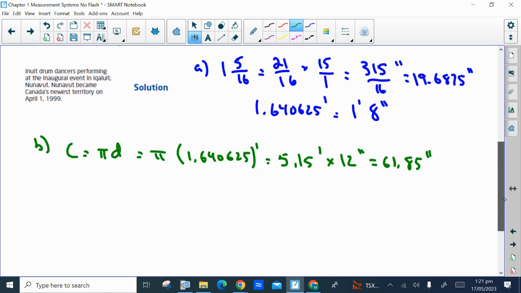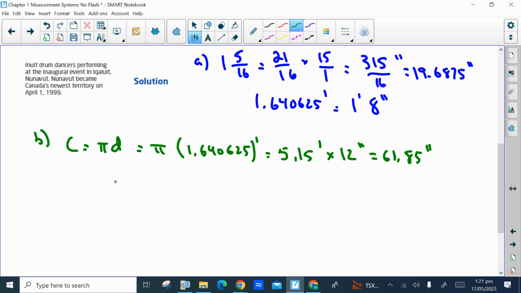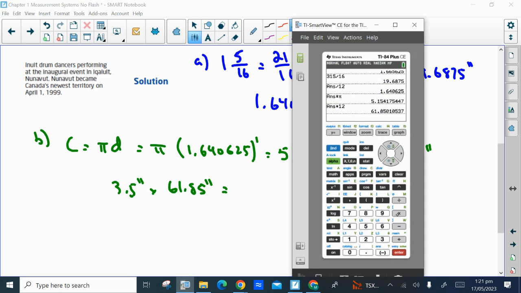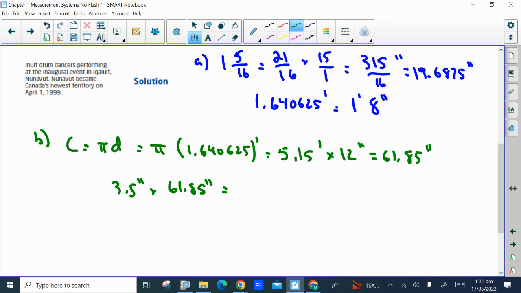We are told that it takes 3.5 inches of sinew for every inch along the circumference. So now we take that last number we got, the 61.85, and multiply that by 3.5. And so there's the length of sinew that will be required in inches, 216.48 approximately.